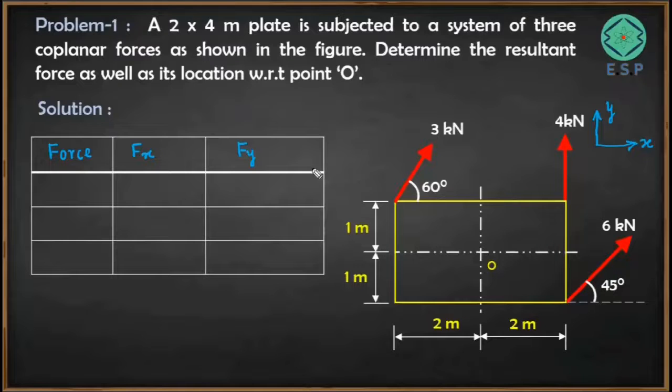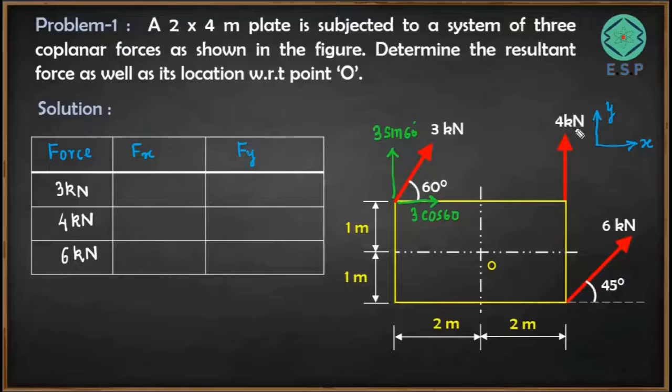Now we have got a force of 3 kilonewton, then another force of 4 kilonewton, and the third one is the 6 kilonewton force. Now I'm going to resolve this 3 kilonewton force in x and y direction. We can resolve it along the x direction, which is going to be like this, and this value will be 3 cos 60 degrees. Similarly, in the y direction, this will be 3 sin 60, because the angle is made along the x direction, so it is cos, and the angle is not made along the y direction, so it is sin. So 3 sin 60 and 3 cos 60.